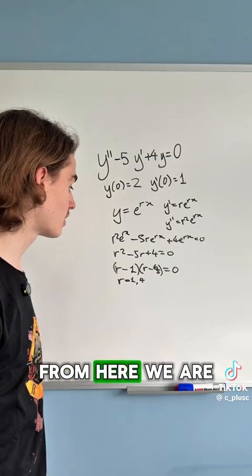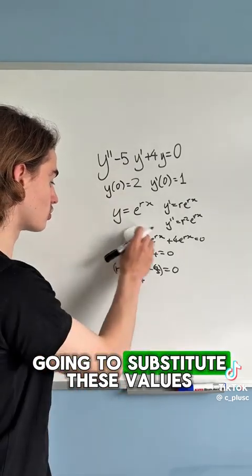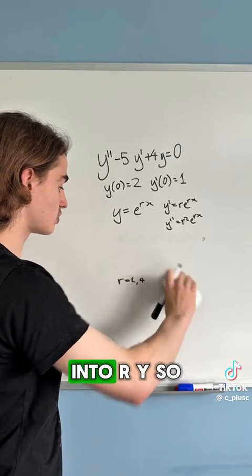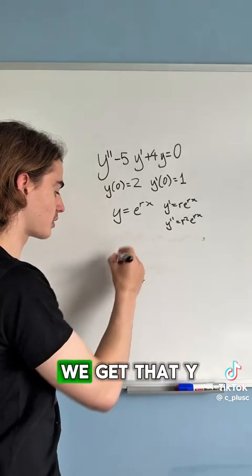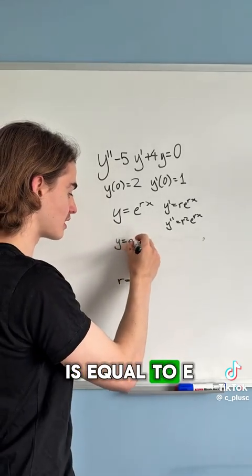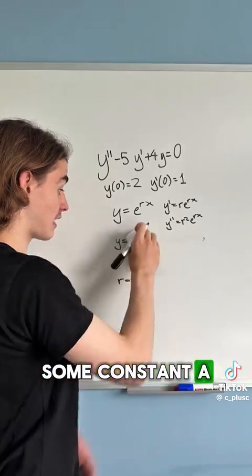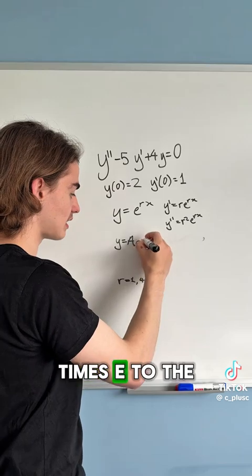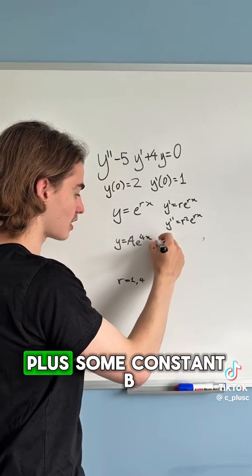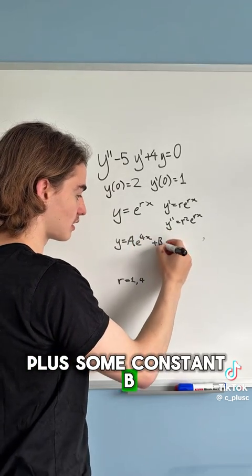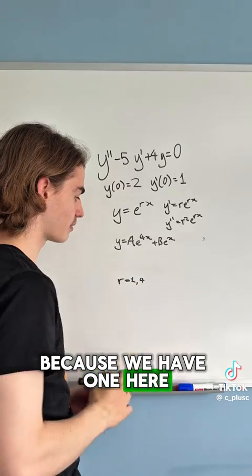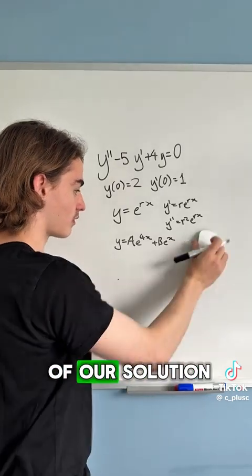Perfect. From here, we are going to substitute these values into our y. So we get that y is equal to some constant a times e to the 4x plus some constant b times e to the x, because we have 1 here. So that's the form of our solution.